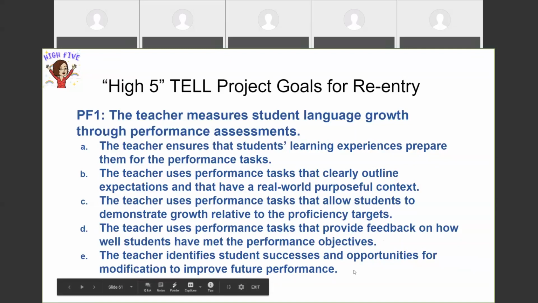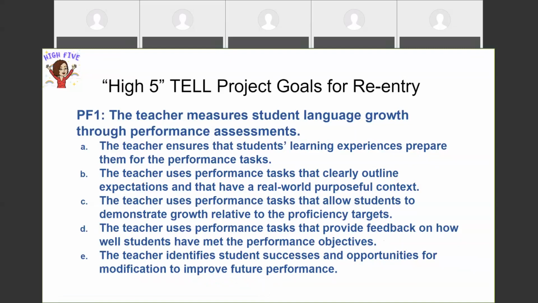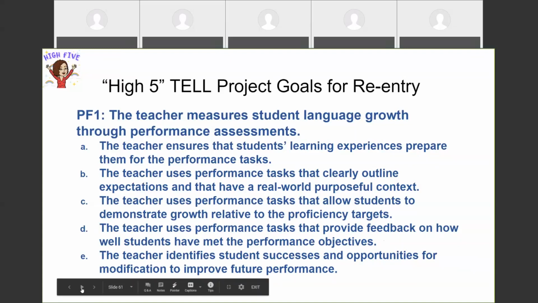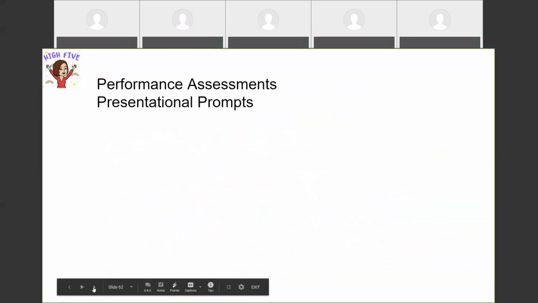You should also make sure that as a teacher, you're identifying student successes and opportunities for modification to improve future performance. So what's going well and what can we do to stretch you to the next level with your language performance, not necessarily perfection in grammar mastery or vocabulary spelling in a performance task.